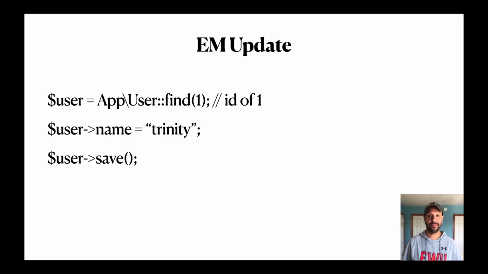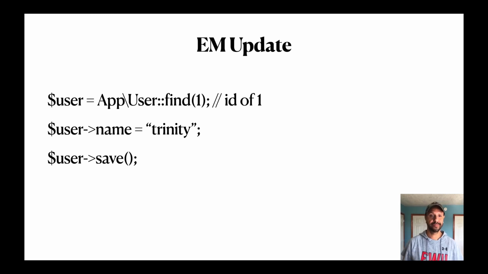Okay, let's go to update. So update, what I can do is I can find a user. So I need to actually retrieve that. So that'll do a select. So that's basically a select from users where ID equals 1 is what that find statement is doing. And that'll retrieve it, put it into an object. And then I can update the name to Trinity and save that. And save that will actually go ahead and do an update statement on that record.